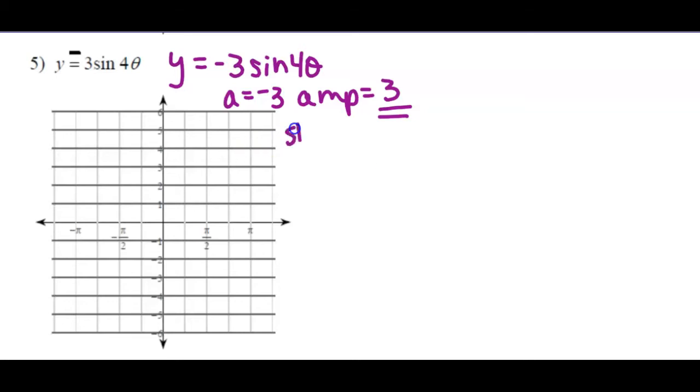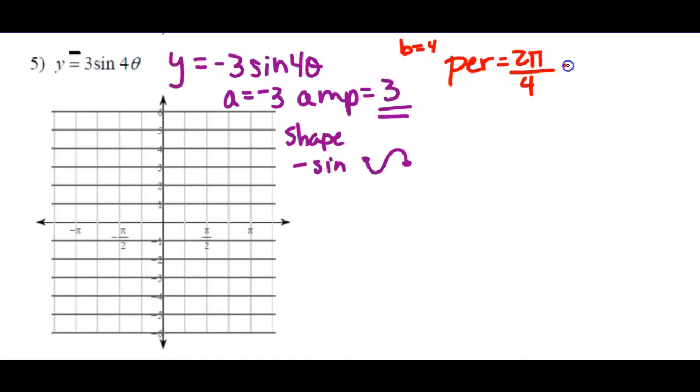The shape, though, because it is a negative sine graph, it's going to start at the midline, but it's going to go down first. It's reflected. All right, and then we have that the B is 4. So the period is 2 pi normally, but it's divided by 4 here, which means it is finishing a whole cycle by 2 pi over 4 or pi over 2. So it's going to finish here. It's going to go all the way up and down and finish by here.